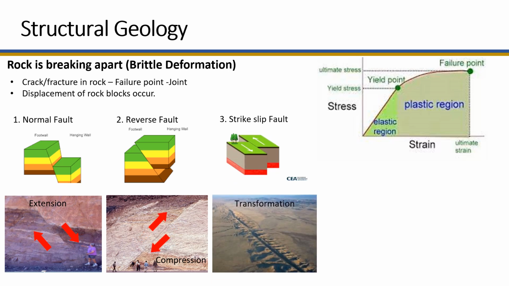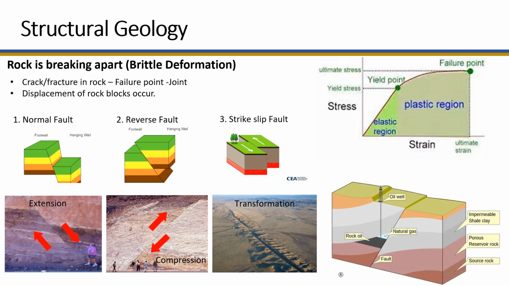Lastly, we have strike-slip faults. Strike-slip faults involve horizontal movement along the fault plane with little vertical displacement. This type of fault occurs at transform plate boundaries where two plates slide past each other horizontally. Strike-slip faults can be either right lateral, where the opposite side appears to move to the right, or left lateral, where it appears to move to the left. The San Andreas Fault in California is a famous example of a strike-slip fault.